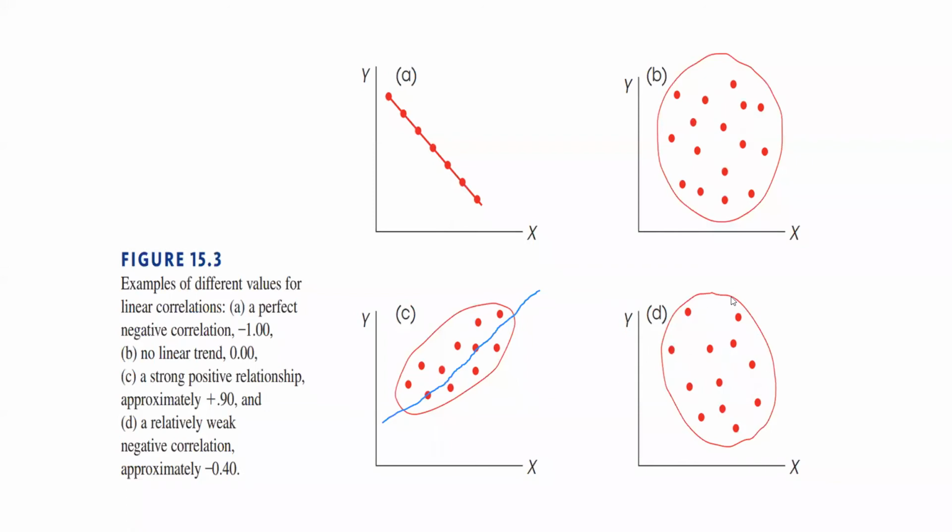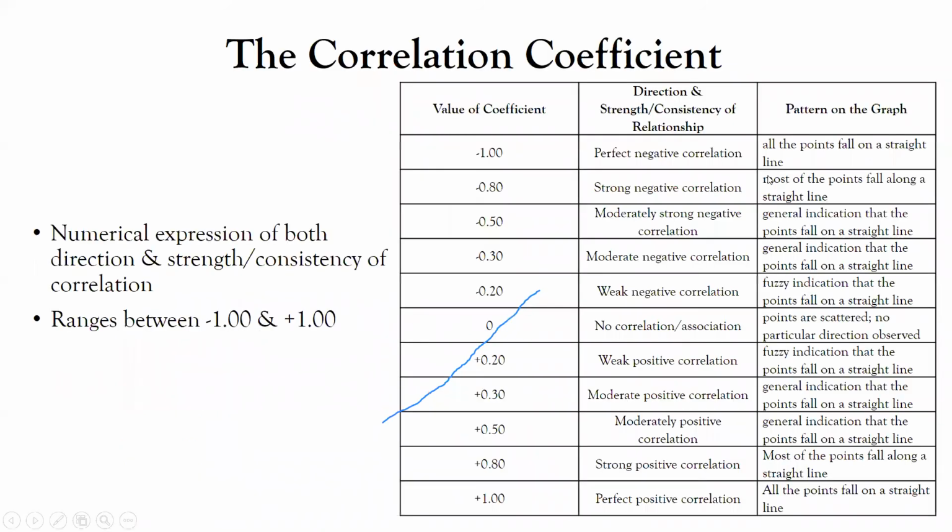Now, D, ito naman, once again, negative correlation. But it's a relatively weak negative correlation because the points are very far apart from each other. No, it's almost B, but you can clearly see the direction here. No, so this is a weak negative correlation. Okay.